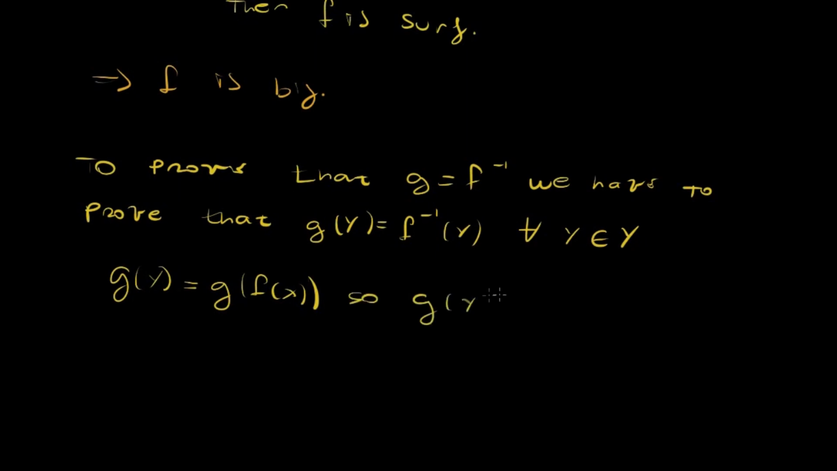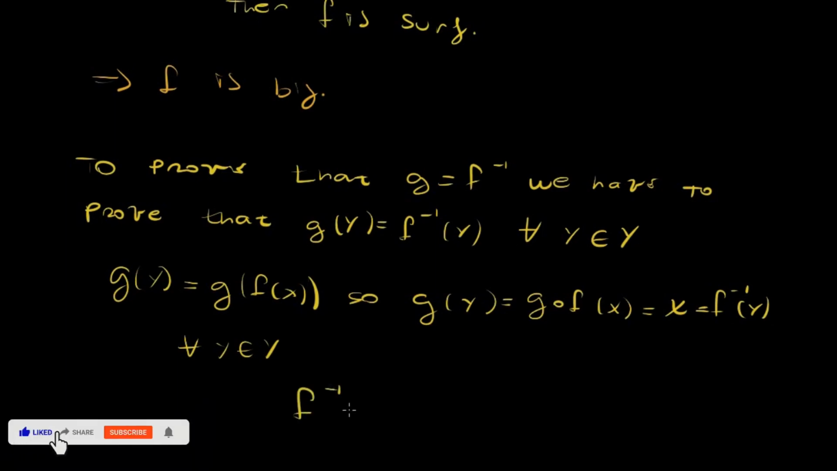So g of y equals g composed with f in x, and this equals x, and x equals the inverse of f in y. But this is valid for every y in Y. We didn't take in particular y equals 1. No, we just took an element y in Y and proved that g of y equals f inverse of y. Then we have that f inverse equals g.